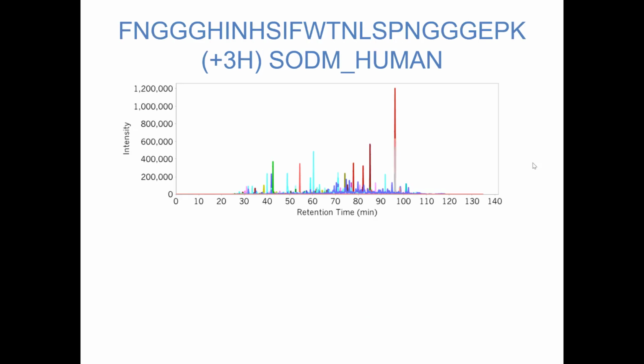Here's another peptide. This is a +3 peptide from superoxide dismutase. Again, it shows this kind of messy chromatogram if you extract across the entire range. And unlike PRM or SRM data, we have the entire range that we have to extract across because we haven't been able to retention time select or window in retention time for a particular peptide.